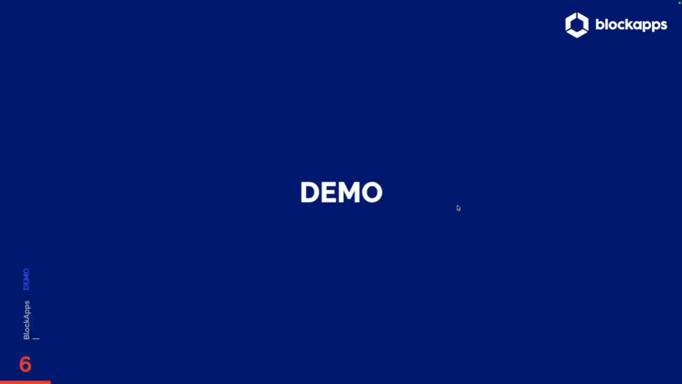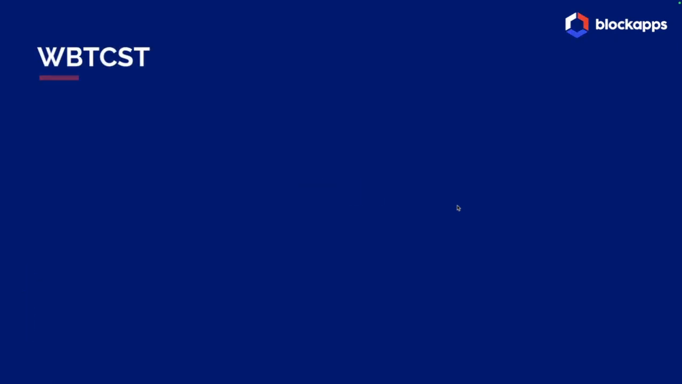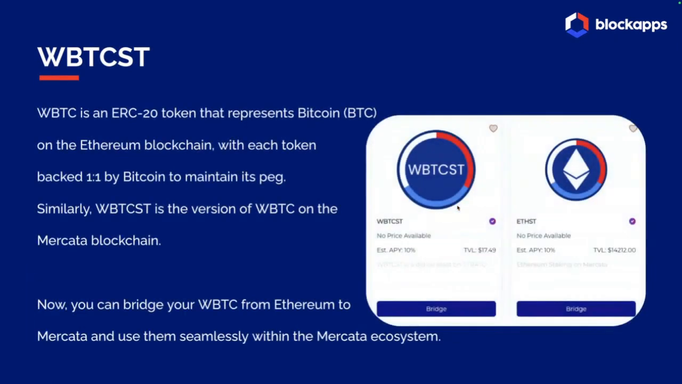All right. So thank you, Hadi. And I will go on and talk about WBTCST. So WBTC is an ERC token that represents Bitcoin on the Ethereum blockchain, with each token backed 1-to-1 by Bitcoin to maintain its peg. So similarly, WBTCST is the version of the wrapped Bitcoin on the Mercata blockchain. So now users can bridge their WBTC from Ethereum to Mercata and use them seamlessly within our ecosystem.